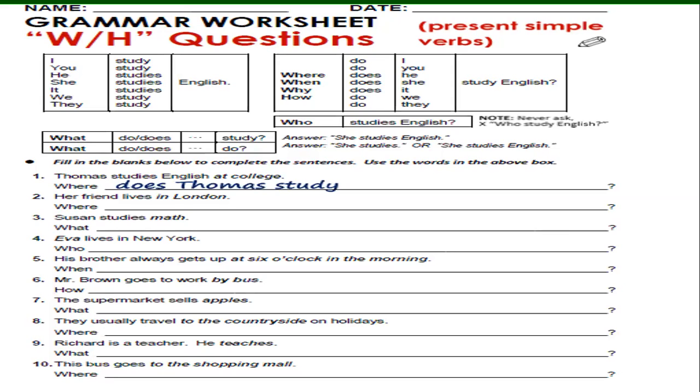Okay, number 8. They usually travel to the countryside on holidays. The question, where? Where do they usually travel on holidays? Excellent. Where do they usually travel on holidays? The answer, to the countryside. Very good. Okay. Number 9. Richard is a teacher. He teaches, nada más, ¿verdad? Entonces, podríamos preguntar, what?